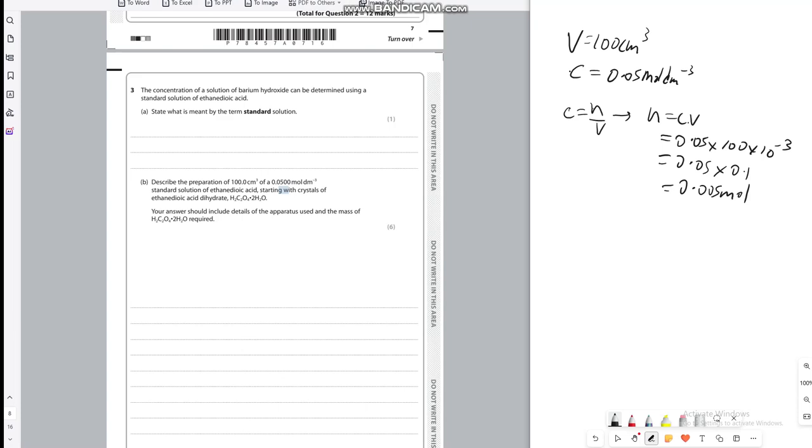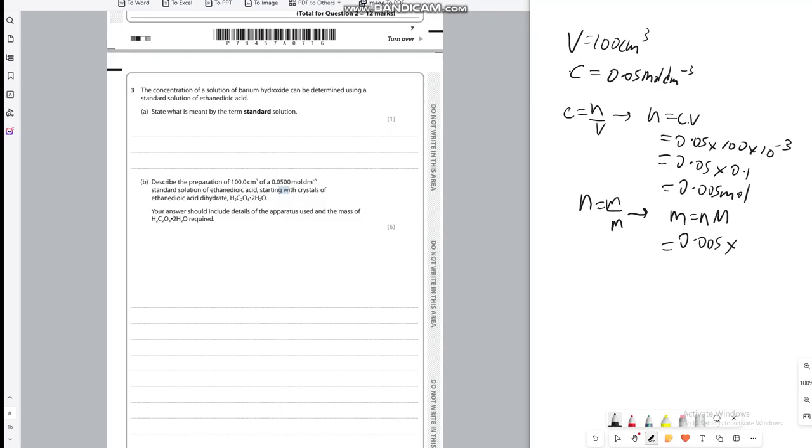Use a calculator to get the answer. Right, so they are asking the mass, isn't it? So n equals small m over capital M, so capital M is equal to n into capital M. The number of moles is found to be 0.005.